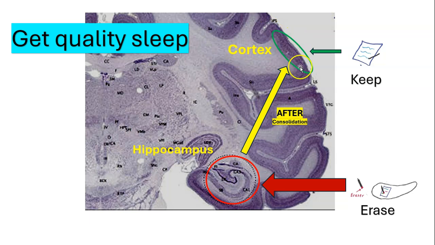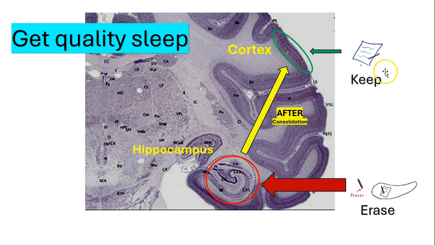Now, when we consolidate memories in the cortex, of course, we want to keep those memory traces. By contrast, what we're going to do with the hippocampal memory traces is erase them. So let's take a look at these important phases during sleep. And this, by the way, gets to another important factor in our study techniques. We want to get quality sleep because it's during sleep that we're doing important memory processing.